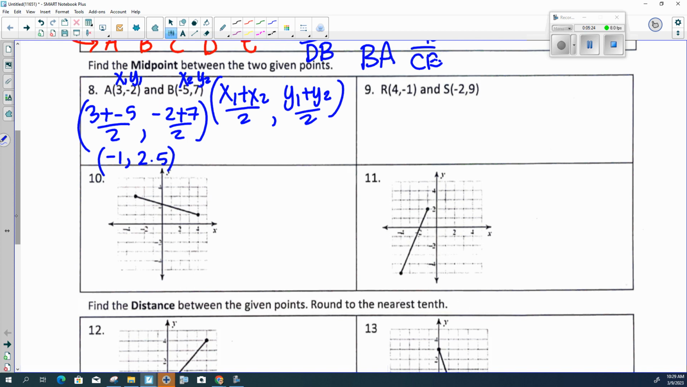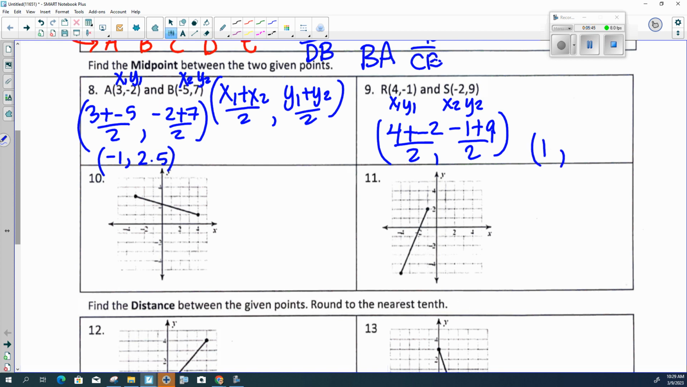Same formula here. These are my 1s. These are my 2s. So I'm adding my x's. I'm adding my y's. 4 plus negative 2 is 2. 2 divided by 2 is 1. 9 minus 1 is 8. 8 divided by 2 is 4.